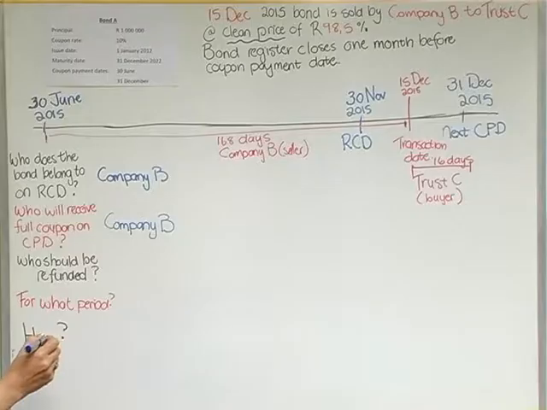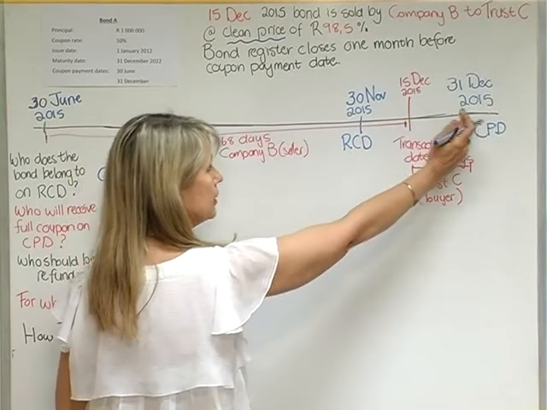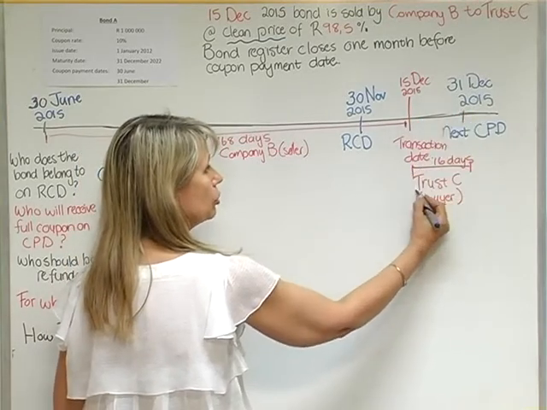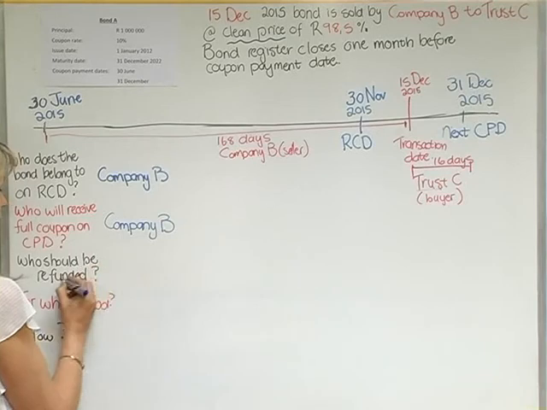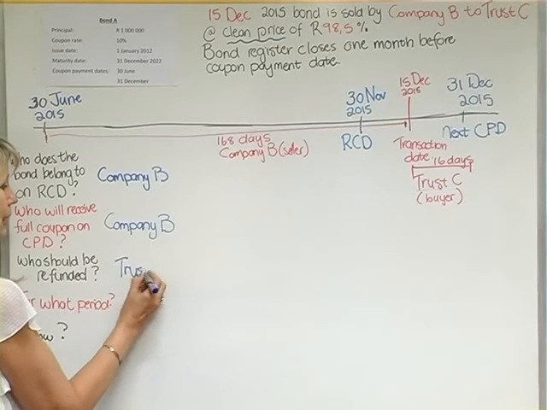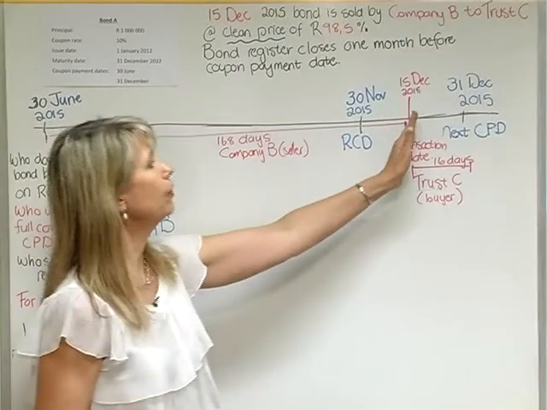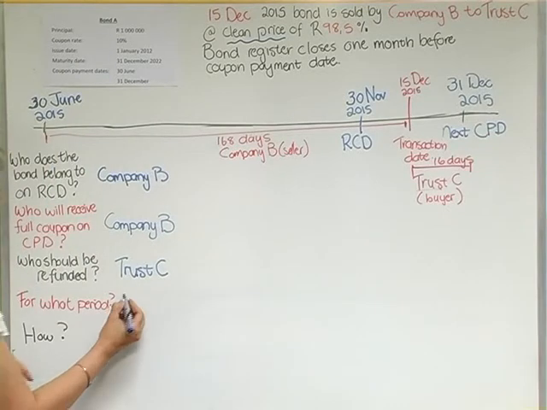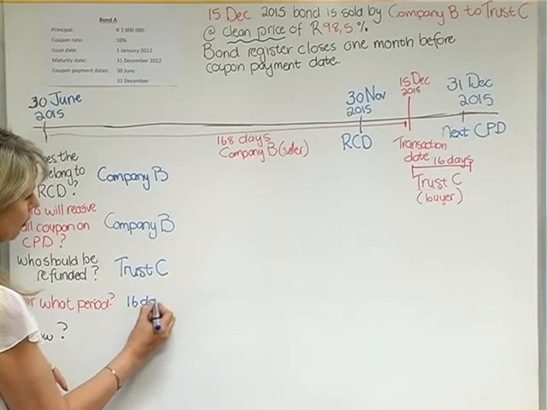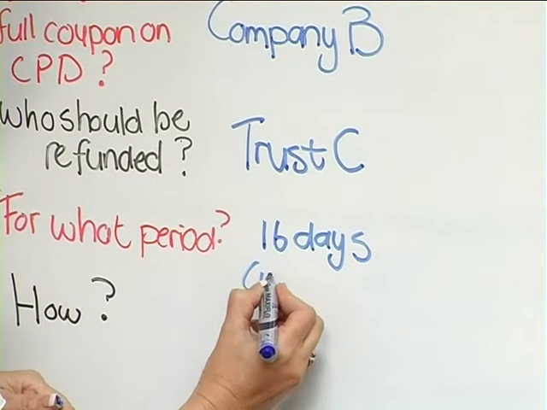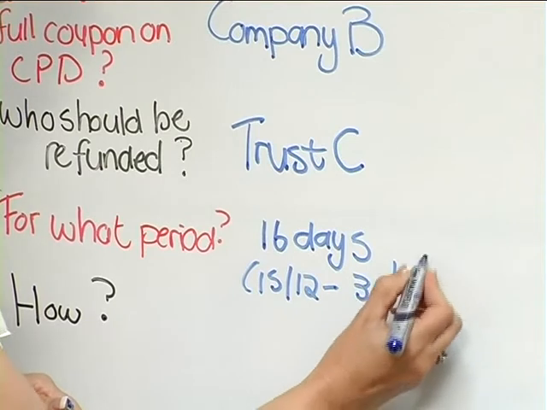But is this fair? No, it's not fair, because from 15 December until 31 December, it belongs to Trust C. So Trust C should be refunded. Who should be refunded? Trust C. The buyer should be refunded. And for what period? For that short period. It's a short period, but it's still going to be a lot of money. So it is for 16 days from 15 December until 31 December.